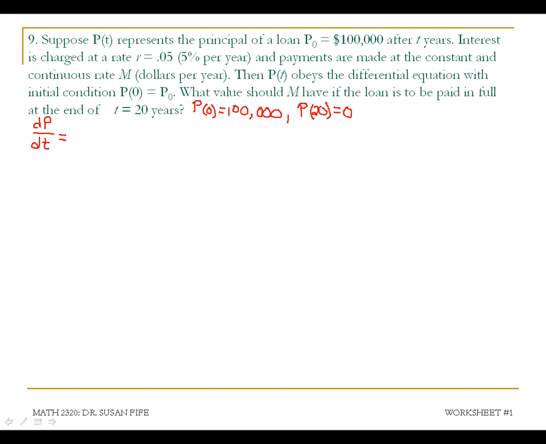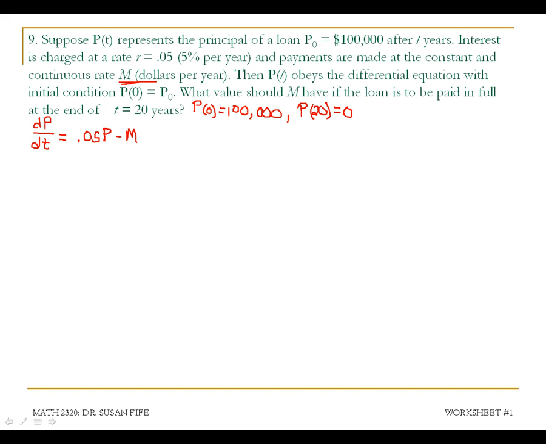Every year the interest is adding 5% based upon the amount of principal at the beginning of the year. So I'm going to add on 0.05 times P each year. But then every year payments are being made at $m per year. That's going to be subtracted off. So your principal is increasing by 5% and it's decreasing by $m.